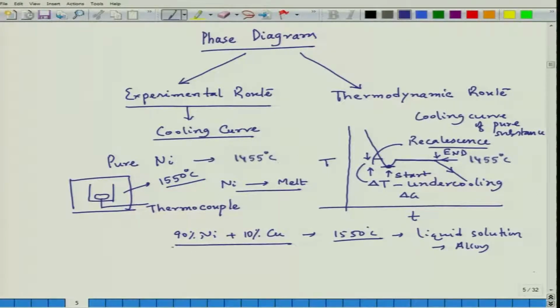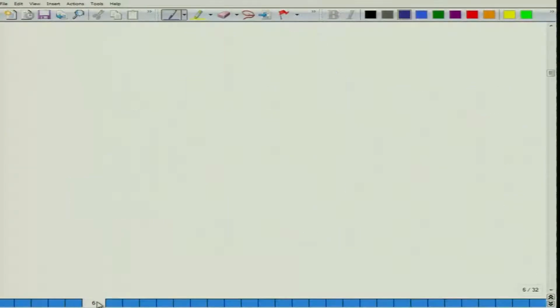Now, here since nickel content is more, that is why we can say that it is a solid solution of nickel. It is an alloy of nickel rather, where we have 10% copper. Now, if we take this alloy and try to do the same experiment, we will get a cooling curve again. So, as we understand, a cooling curve is nothing but the temperature time plot as the metal is cooled down from liquid phase.